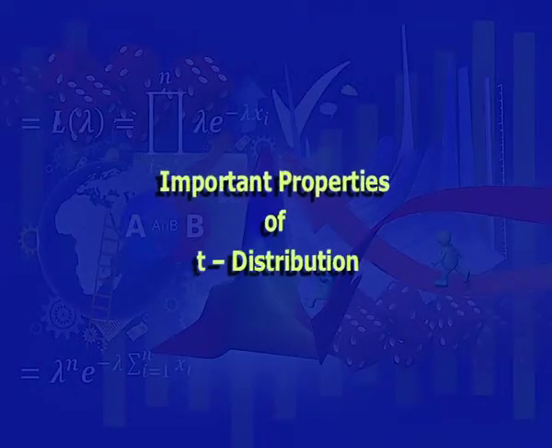Degrees of freedom indicates the number of independent terms in a statistic. As the restrictions on the statistic increase, the degrees of freedom decrease by that many restrictions. Let us see some important properties of t distribution. A few important properties are as under.